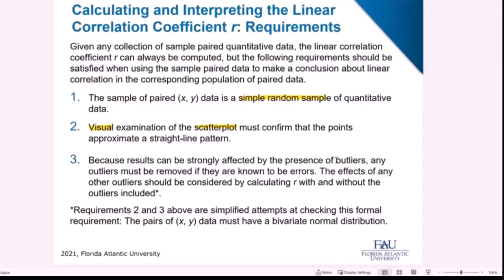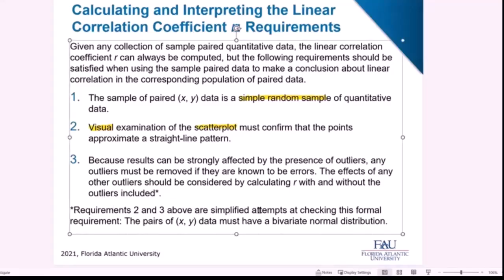Results can be strongly affected by the presence of outliers. Any outlier must be removed if they are known to be errors. If all our numbers are between 1 and 10, and then we have a number that's 100, that seems like an outlier, and it seems like it might even be an error. The effects of outliers should be considered by calculating with and without the outliers.